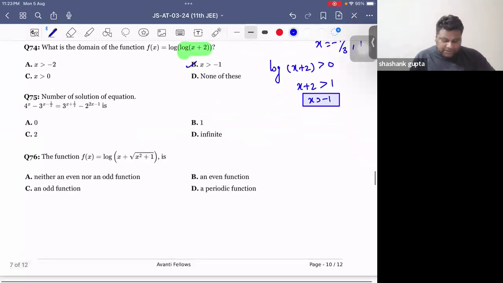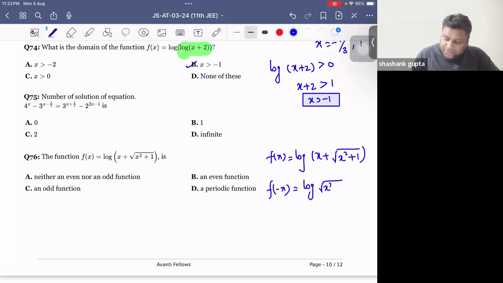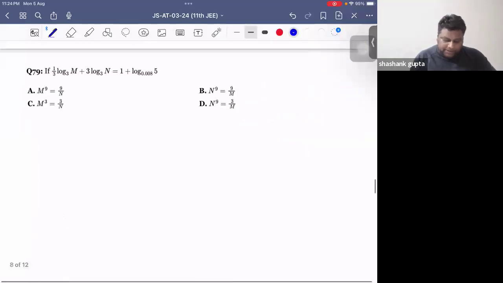75 we have already done. 76, this function is even function, periodic function, odd function, neither even nor odd function. See, f(x) is log of x plus under root of x square plus 1. If you check for f of minus x, it is log of under root of x square plus 1 minus x. Now if I add both of them, f(x) plus f(-x) will come 0. And if f(x) plus f(-x) is 0, that means it is an odd function. Got it? Simple, easy question.